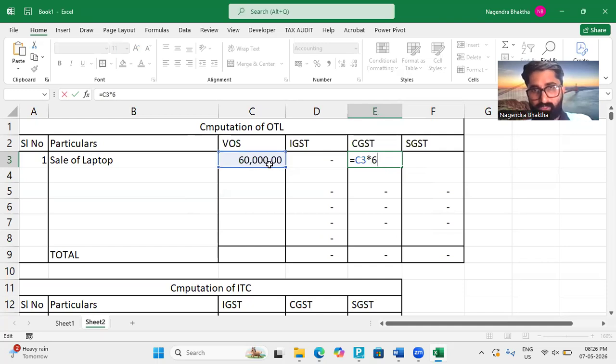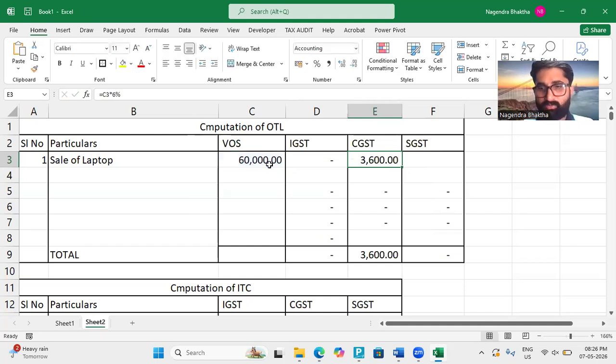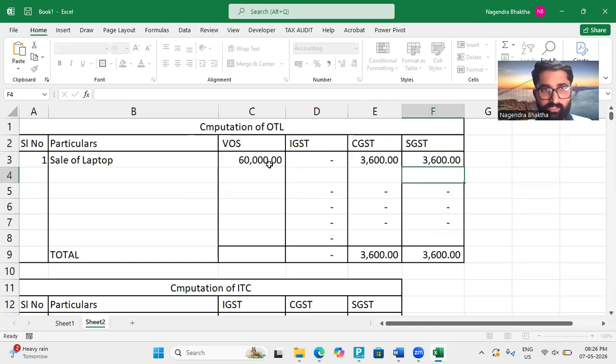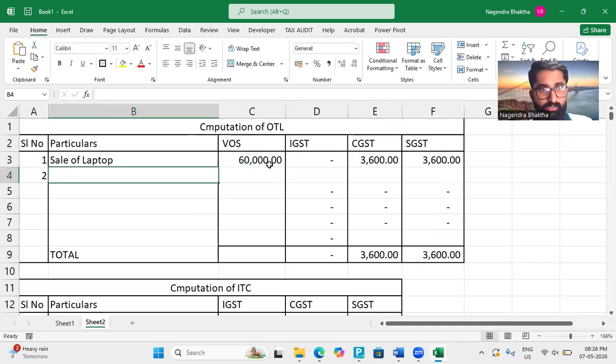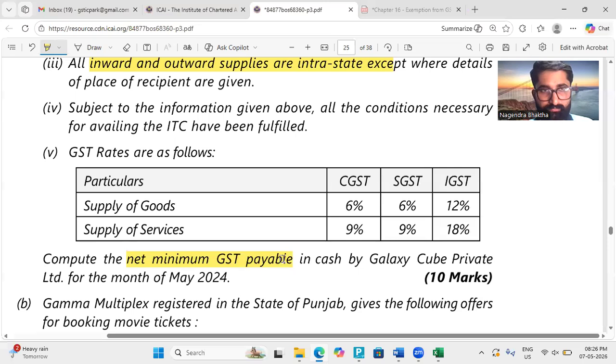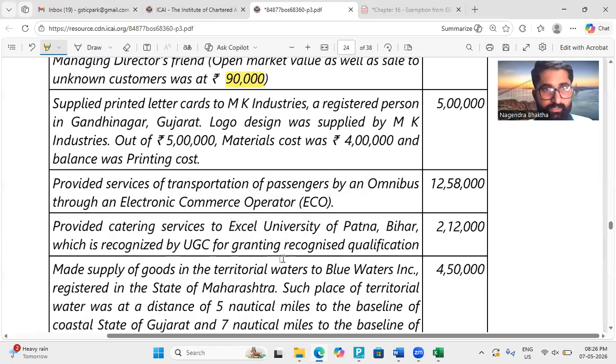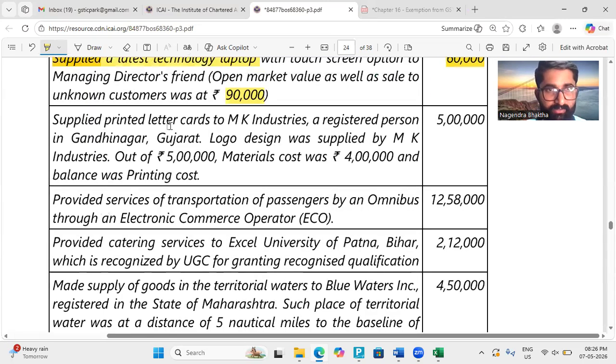Into 6%, that is 3,600, is equal to 3,600 CGST, SGST. Correct. Now point number two. Second one, supplied printed letter cards to MK Industries, a registered person in Gandhinagar, Gujarat.